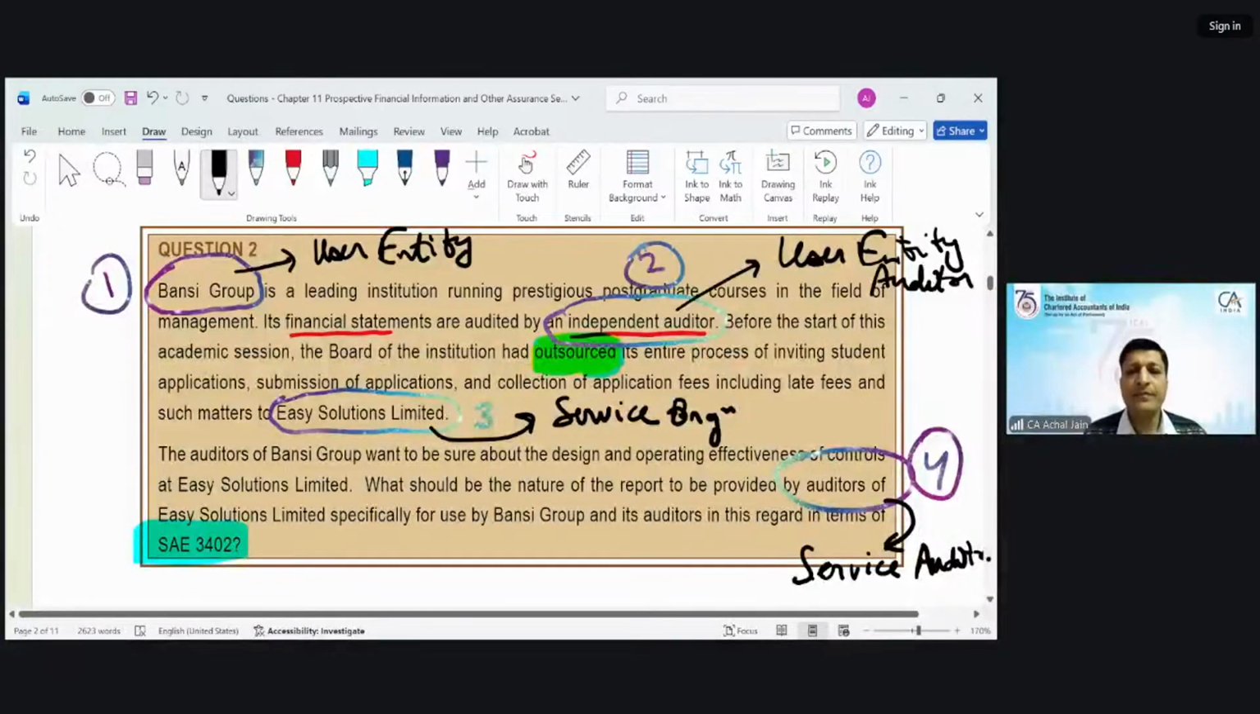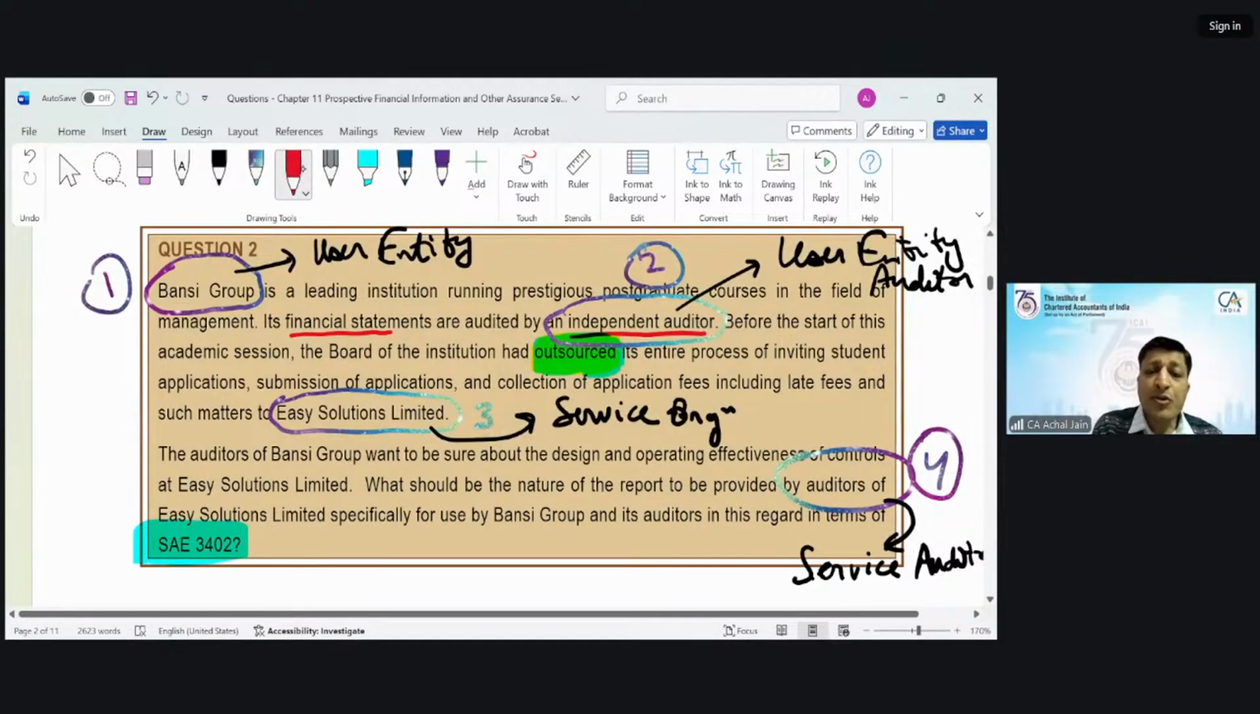Sir, as per SCAE 3402, assurance report on controls at a service organization, there are two reports, the type 1 report and the type 2 report. Sorry to interrupt you again. Before we get on to the types of report, something which has been asked for in the question.